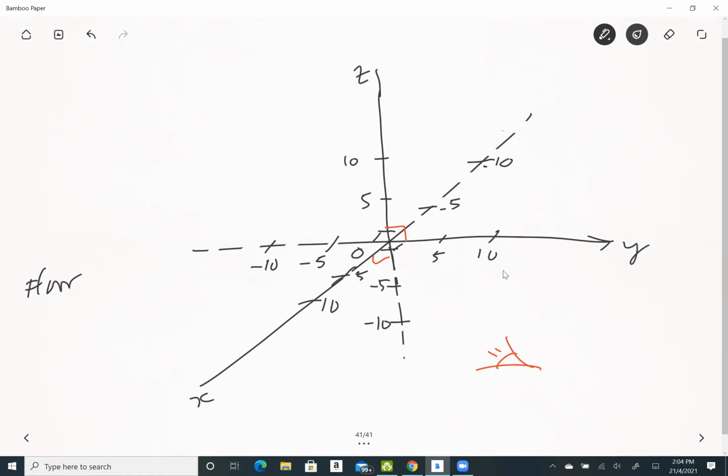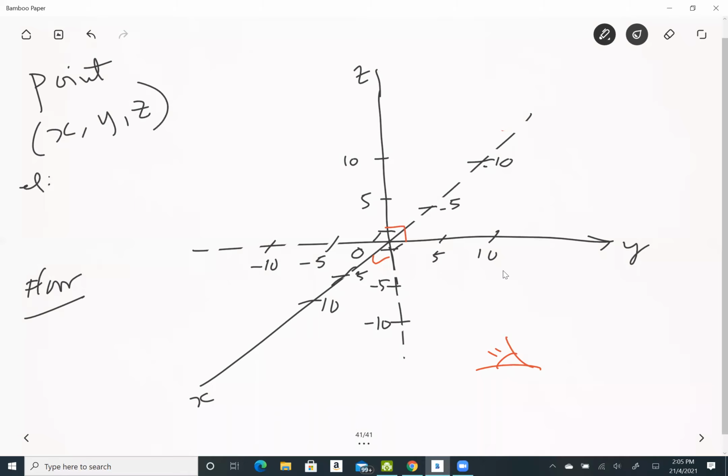All right, so that is the graph. Imagine that's the floor and the wall, and anything beyond the wall is negative, and anything beyond down the floor is also negative. So this is the graph. Now the point for this graph, we write it as X, Y, Z.